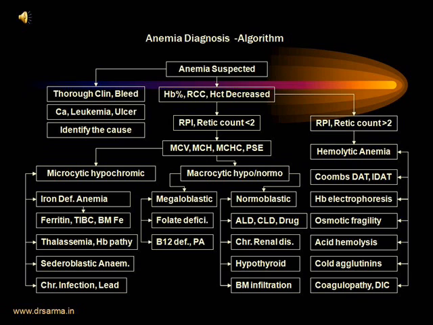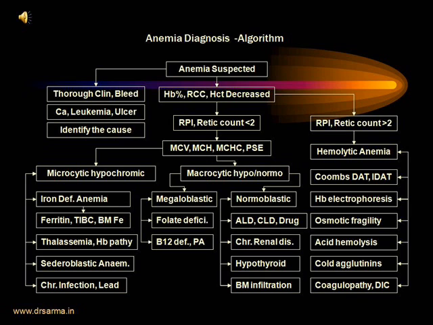Having done that, the first and foremost step will be to order hemoglobin, red cell count and hematocrit. If the hemoglobin is less than 12, the red cell count is less than 4 and the hematocrit is less than 38, then we consider that there is anemia. The next immediate step would be to do a reticulocyte count, and based on the reticulocyte count and the hemoglobin level, calculate the reticulocyte production index.